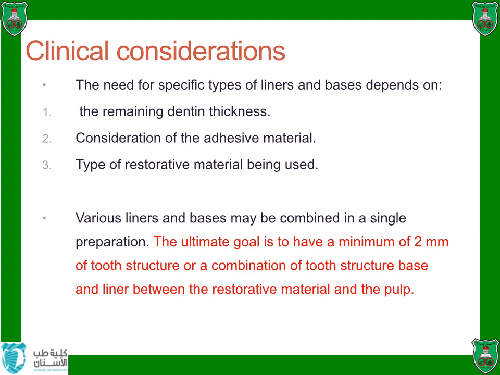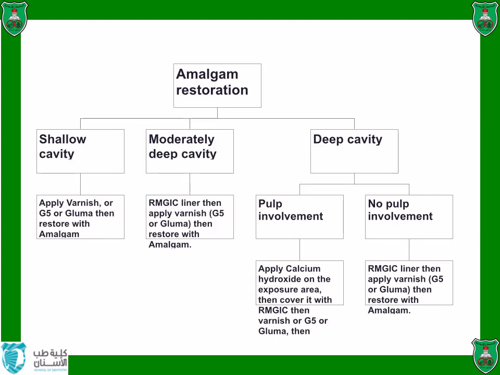Now, as a summary for the currently used protocols in the dental clinic, for amalgam restoration: if you use amalgam to restore your cavity and the cavity is shallow, then you need just to apply varnish or G5 or Gluma desensitizer, then you will restore the cavity with amalgam, as you know in your dental lab.